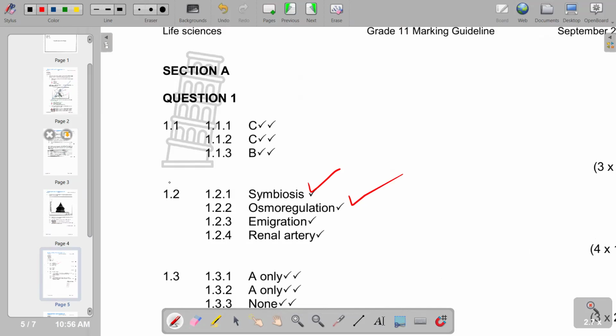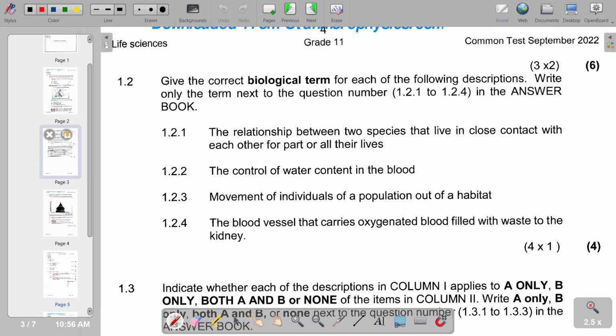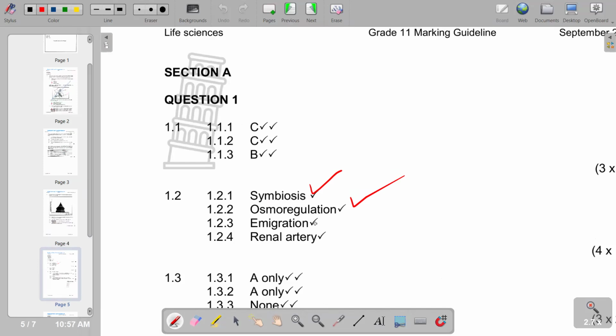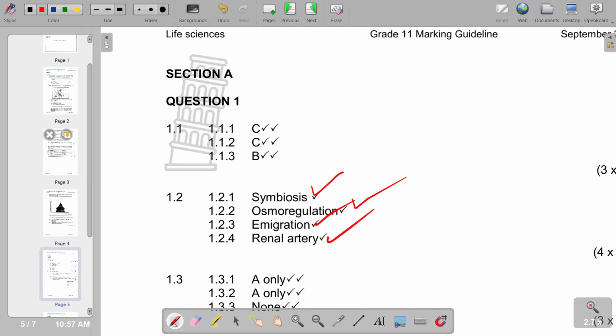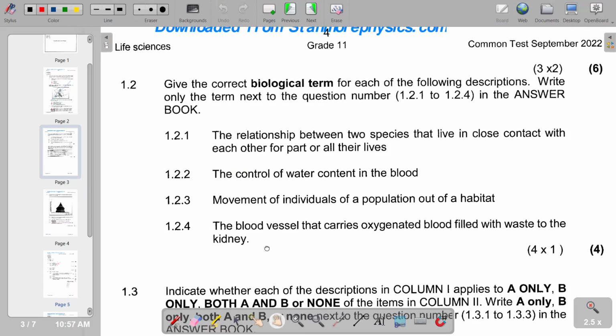And then we check in terms of the next one. The movement of individuals of a population out of a habitat is emigration. So we have emigration. On the next part, the blood vessel that carries oxygenated blood filled with waste to the kidney. This is the renal artery. So we have renal artery. Then we go to the next part of our question now, which is 1.3.